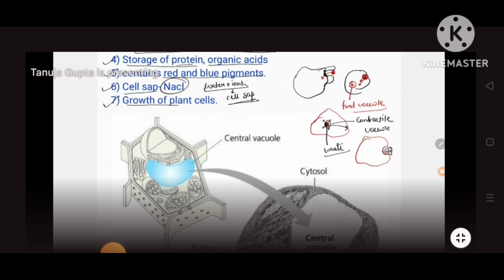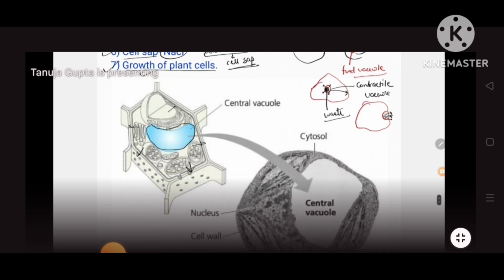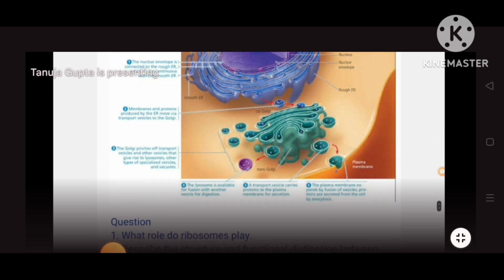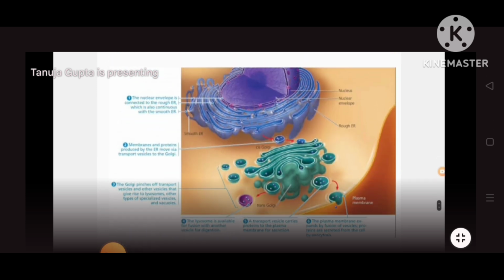Now it is also responsible for growth of the plant cell, because if the vacuole size increases, the plant cell size also increases. They also expand outwards, and this is how growth of the plant cell occurs, because of the vacuole. So okay, now let's have a look at all the things at once.